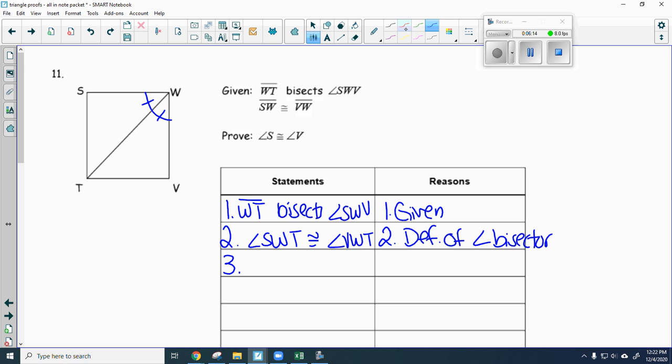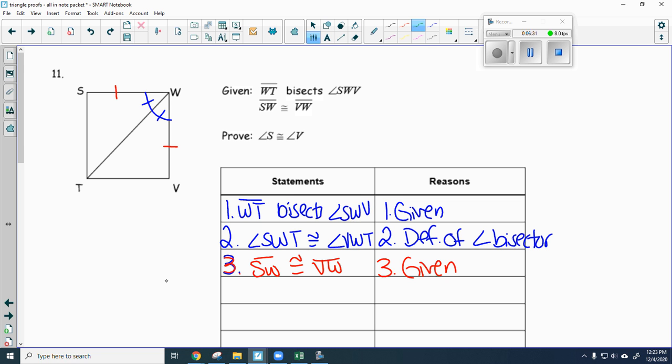We have another given here. Oops, let me get my color coding. Segment SW is congruent to segment VW. That's just given to us. This guy and this guy. And then again, we've kind of used up all the given.